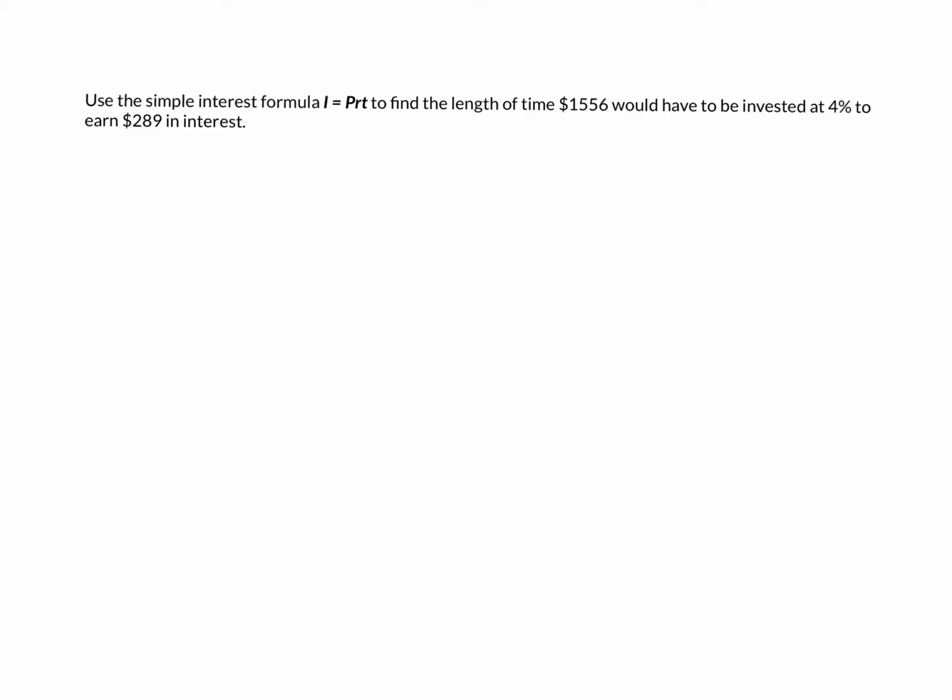Okay, so in this question it says use the simple interest formula, which we're given, I equals P times R times T, to find the length of time. $1,556 would have to be invested at 4% to earn $289 in interest. Okay, so let's talk about this for a second.